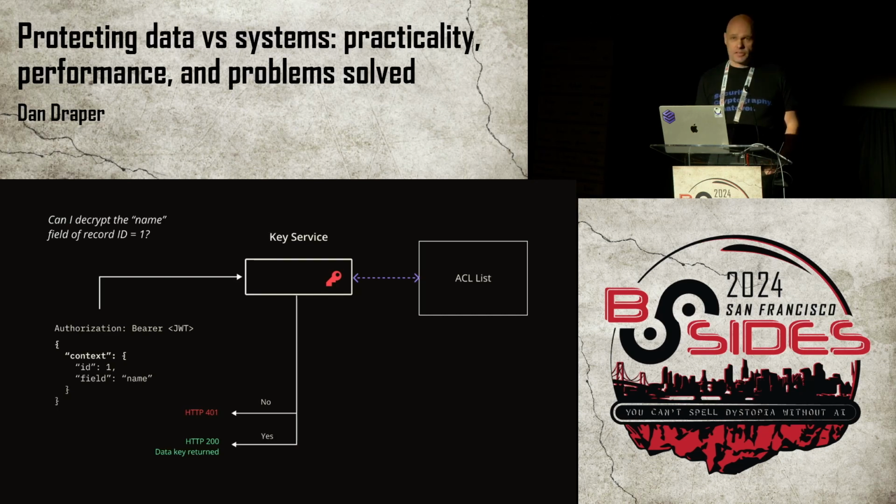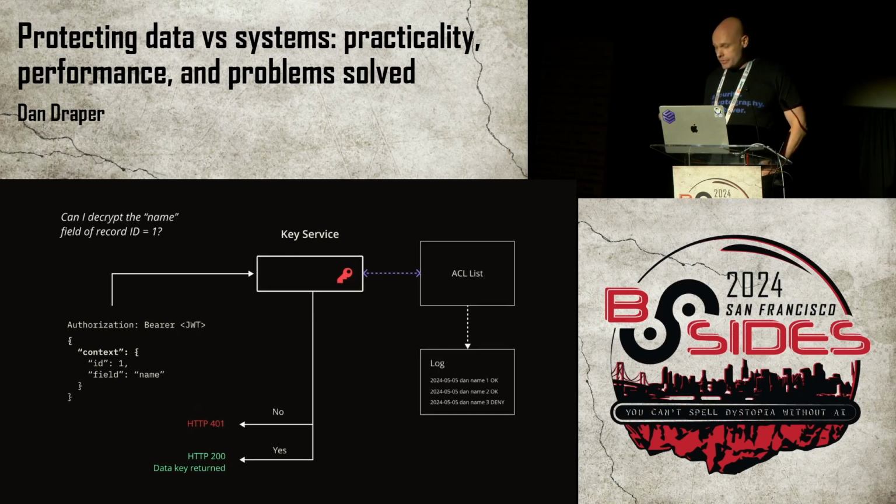However, if it does have the correct context, it can decrypt the data key, and now it will return a 200 OK along with the data key that is required in order to decrypt the underlying value. So we've achieved a few things here. We've not only got a centralized policy management system, we have a universal interface, and we also have a way to separate the access. Notice that the key service doesn't ever need to know anything about the underlying values. It doesn't know anything about the plain text.